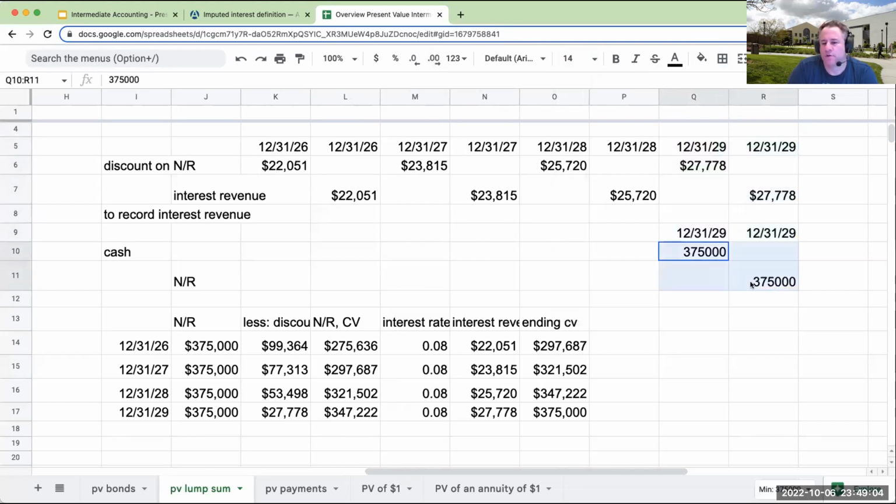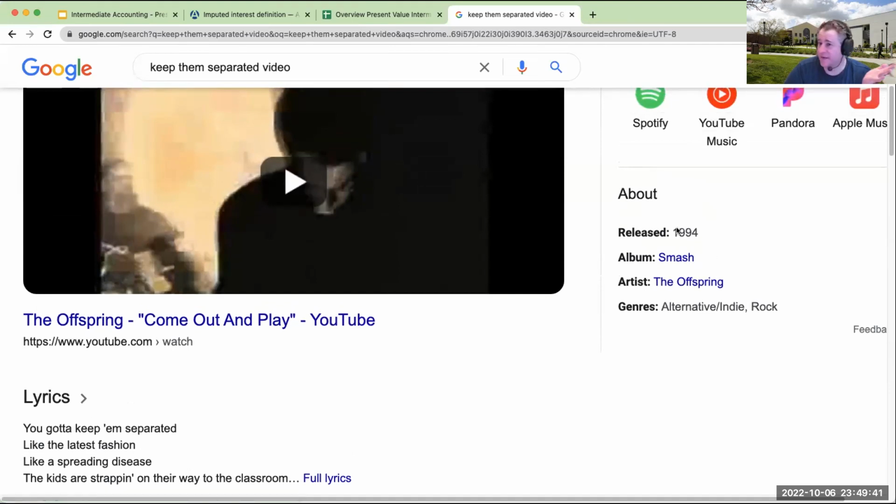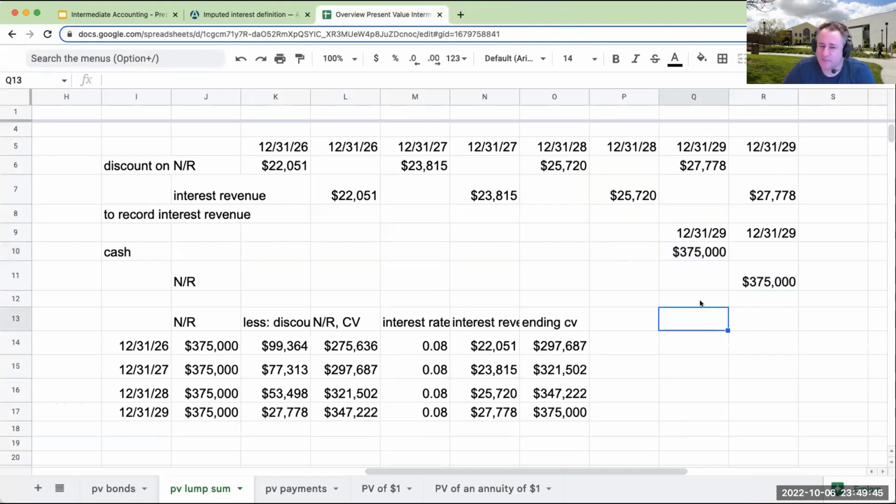One of the things you'll notice about the way I approach accounting problems, and it's not necessarily going to be the most efficient, but when I teach it, what I like to always do is to try to keep them separated. It's like the famous "Keep Them Separated," right, from the 90s? So that's the 1990s. Let's find out what that is. Hold on. So this is a song by The Offspring, released in 94, right? So, hey, man, it's like cool.